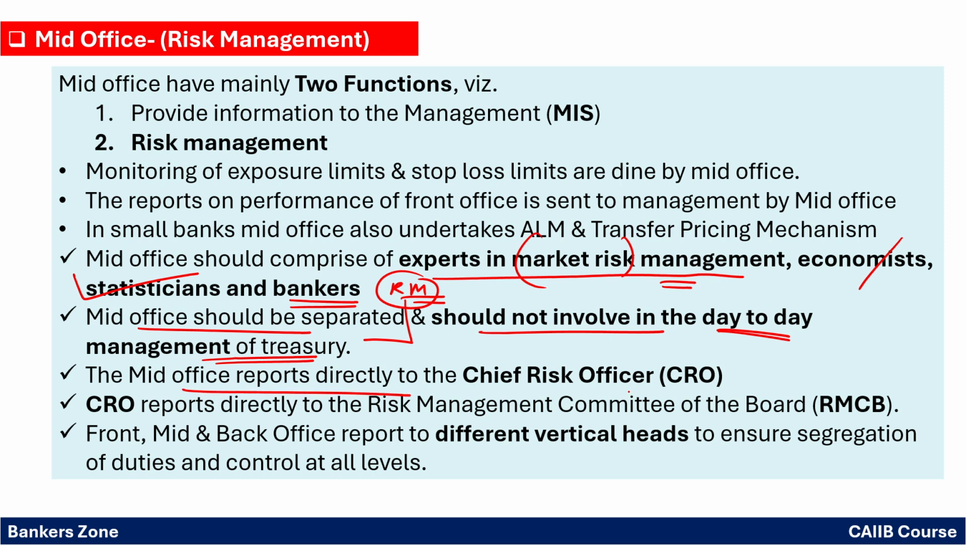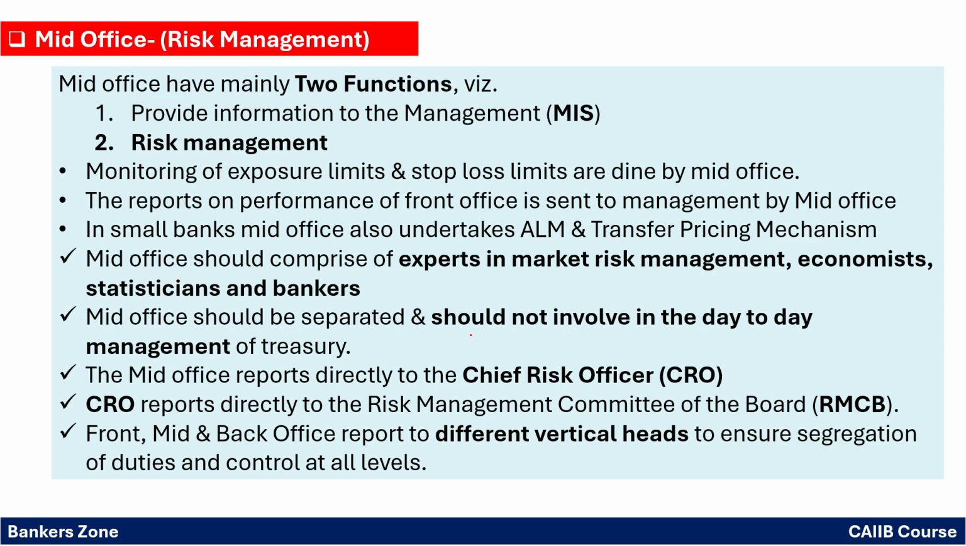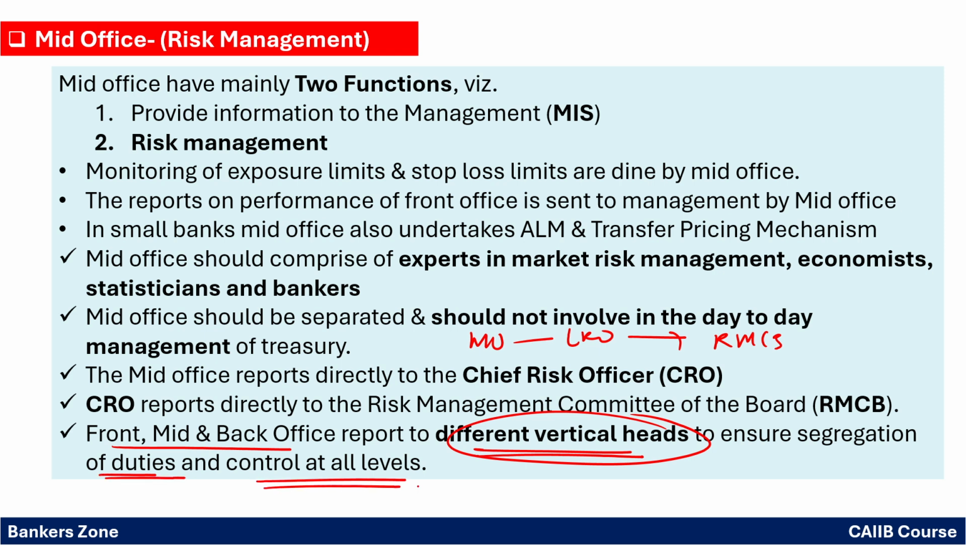That's why it should be separated. The mid office reports directly to the chief risk officer, and obviously the CRO, chief risk officer, will directly report to the RMCB, which means the risk management committee of the board. Very, very important, right? So remember, the mid office reports to the chief risk officer, and he reports to the risk management committee of the board. Front office, mid office, and back office directly report to different vertical heads. Why different? Because there is not one common head. Why? Because there must be segregation of duty and control at all levels. That's why front office, mid office, and back office report to different vertical heads. So they have different heads.